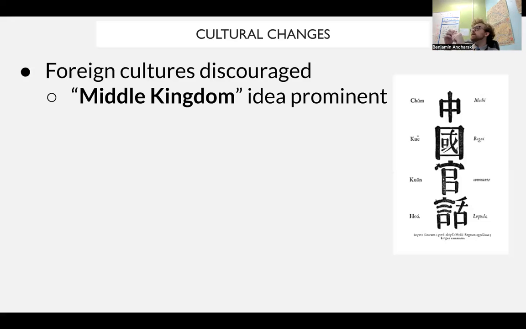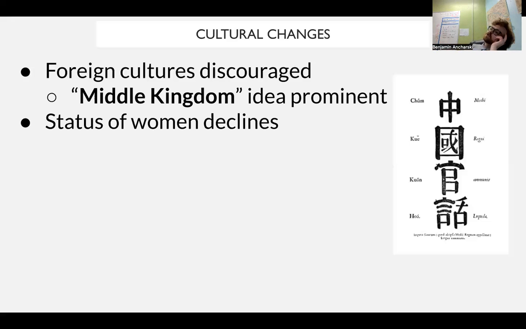So the Middle Kingdom is a notion that will be very popular among Confucian scholars, among the Chinese cultural elite in general under the Ming Dynasty. This is the intellectual reason why foreigners are so restricted. It's because they're outsiders, foreigners who are going to destroy our perfect Chinese culture.